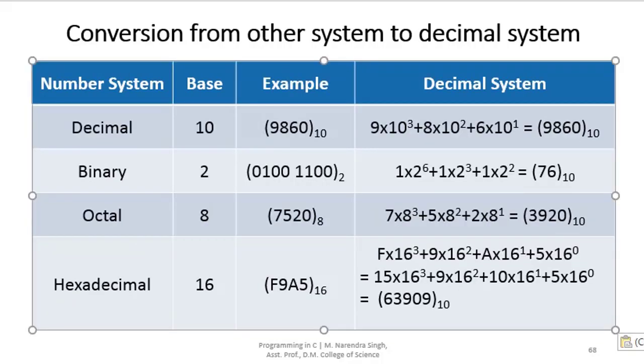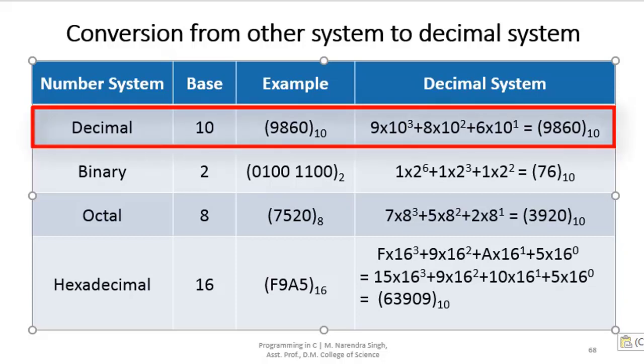Now, conversion of any other number system to decimal system. Before we proceed with converting binary, octal, or hexadecimal number to decimal number, let us first see how decimal numbers can be expanded using its place value. The given decimal number is 9860.